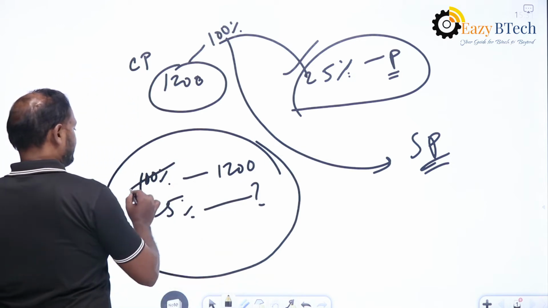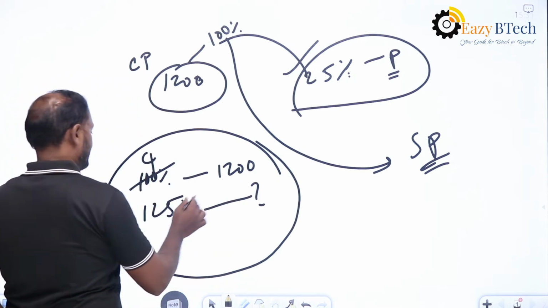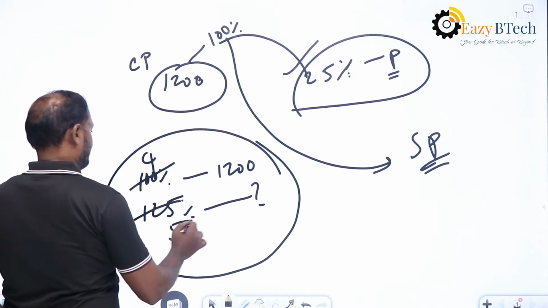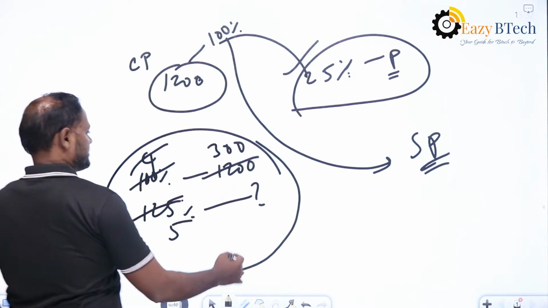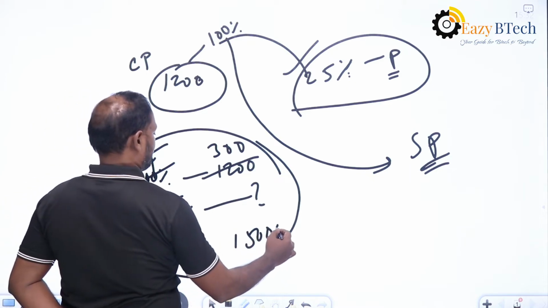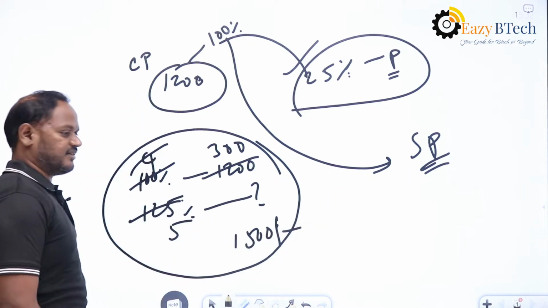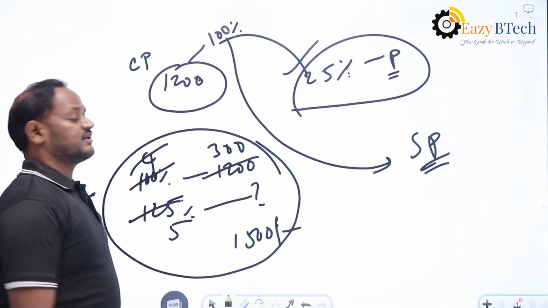25 fours are 100, 25 fives are 125, so 1200 divided by 4 is 300, and 300 times 5 is 1500 rupees. That can be your answer. That's it. This is the selling price. The question is what?